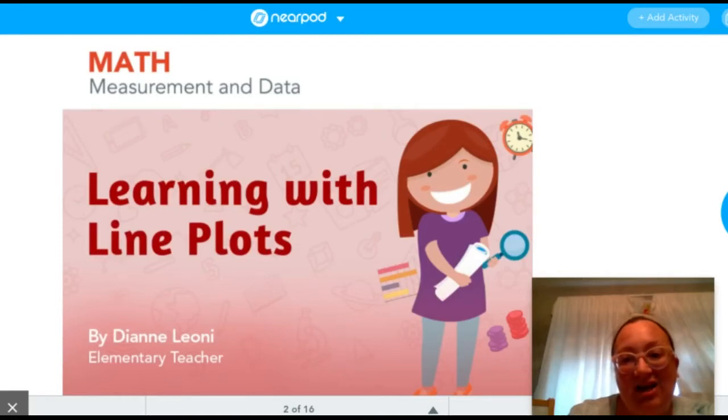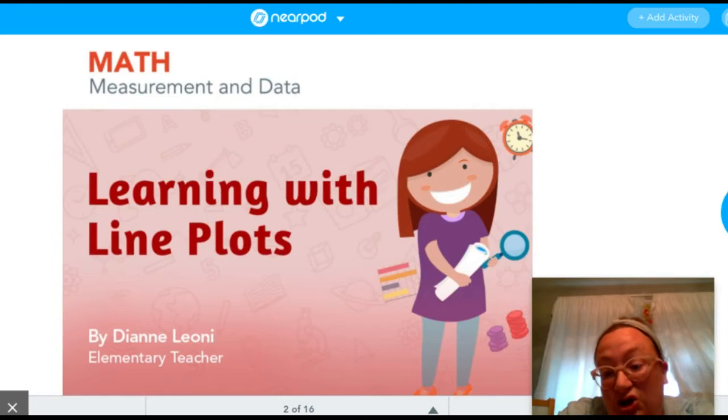Hey guys, we are going to be doing a lesson with learning how to work with line plots. A line plot is a type of graph. I'm going to share this Nearpod with you and you're going to complete it. And throughout the lesson, I'm going to show you how to put your own answers in and things like that.